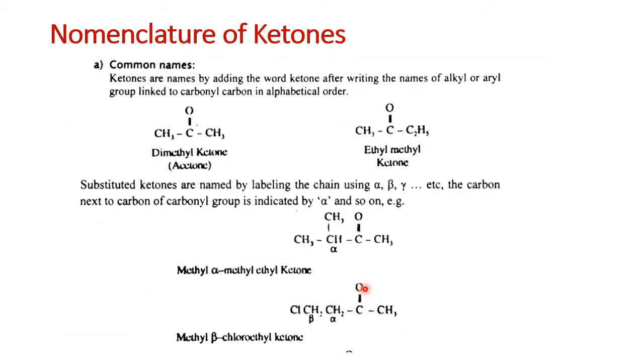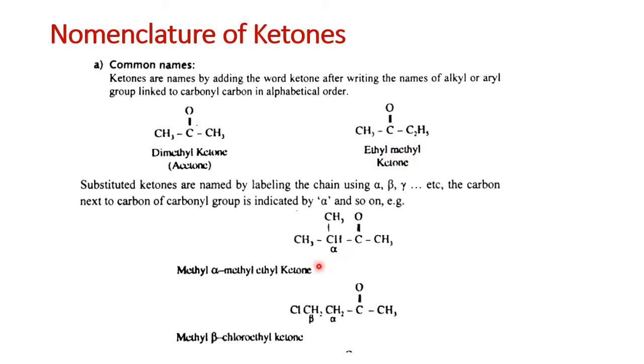Similarly for the ketone, we use the word ketone, just like ether, dimethyl ether. So this is the ketone, the simplest ketone. This is dimethyl ketone, and it is generally called acetone. Here, this is methyl and this is ethyl, so its name will be ethyl methyl ketone.